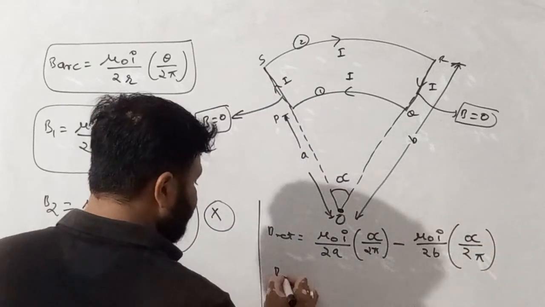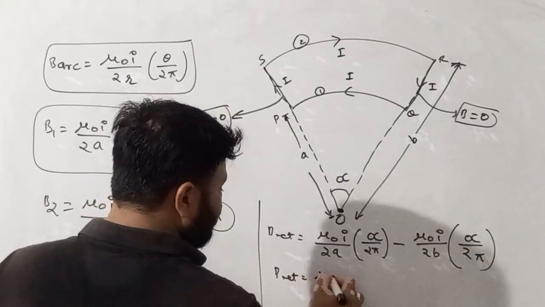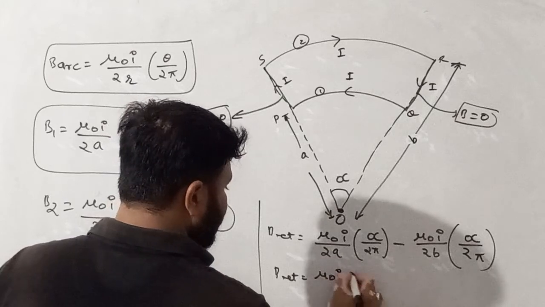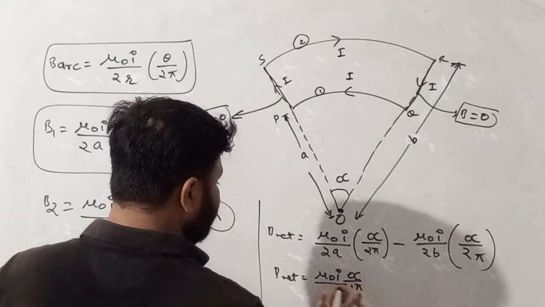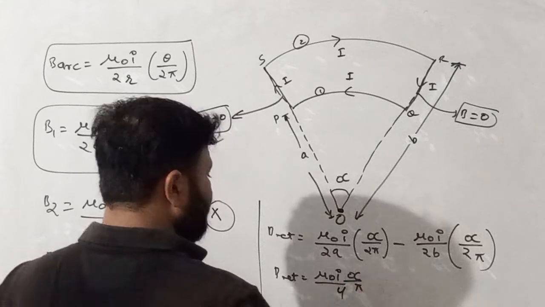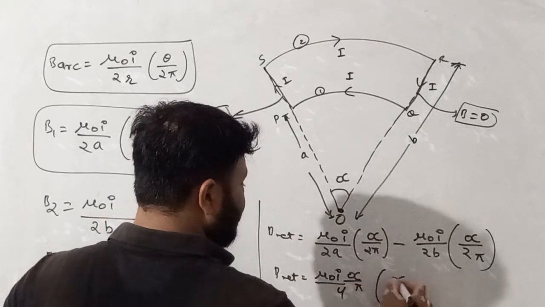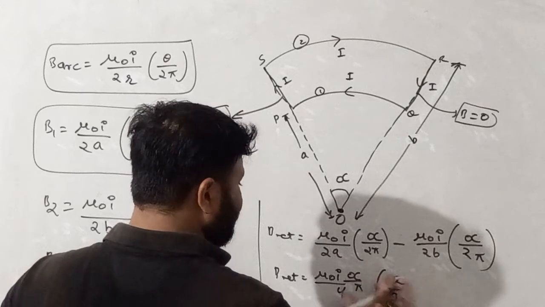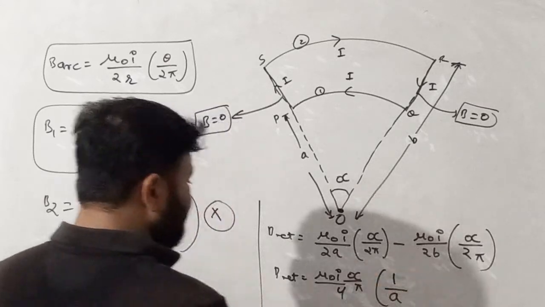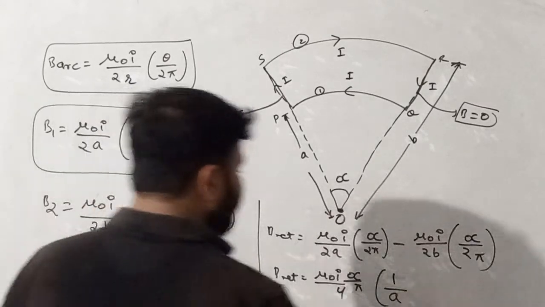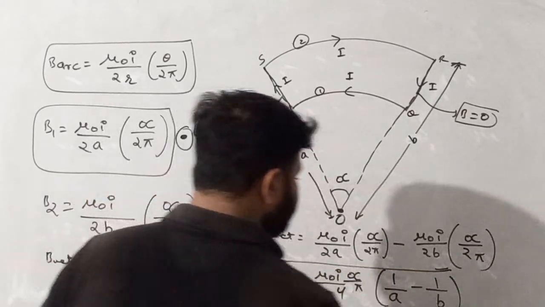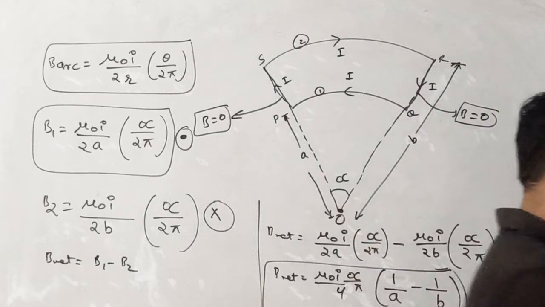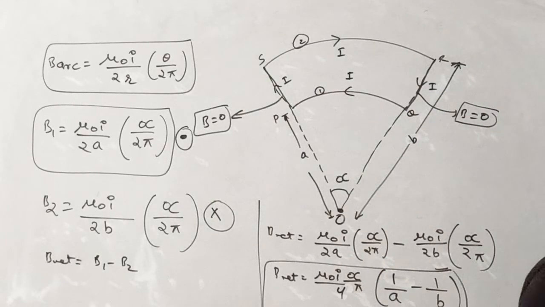So take the common terms, mu naught I alpha by 2 pi, outside. The 2 also comes outside, so it will be 4 pi. So here we are left with 1 by A minus 1 by B, and the rest of the terms come outside. So I hope you all understand this concept as well, my dear student.